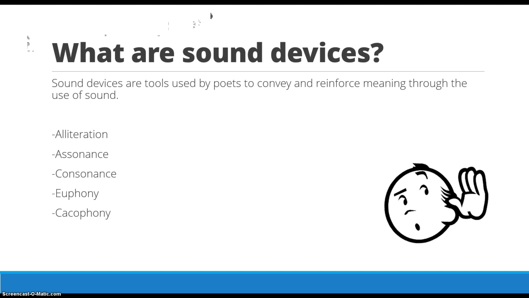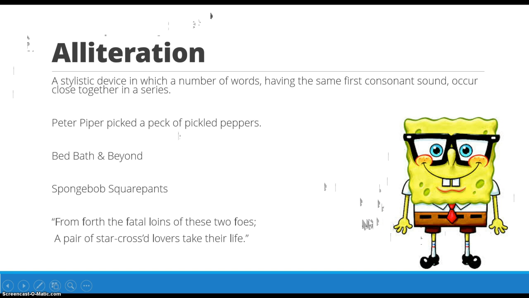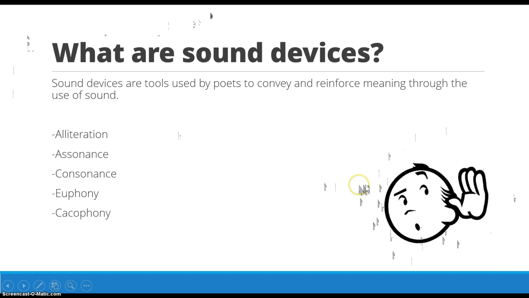All right, so our first question is, what are sound devices exactly? Sound devices are exactly what they sound like. They are tools used by poets to convey some sort of meaning or reinforce some element of their poetry. So, in addition to words and literary devices, etc., in poetry, we also have to be on the lookout for sounds. So, you should be like our dear clip art friend here, listening for these wonderful things and thinking about how they work to create meaning.